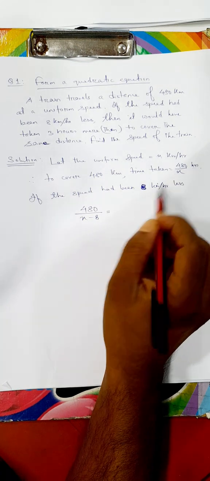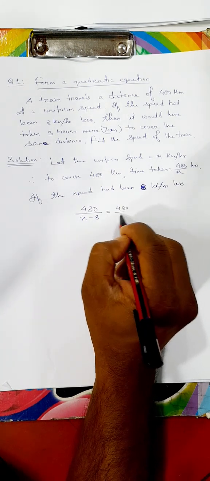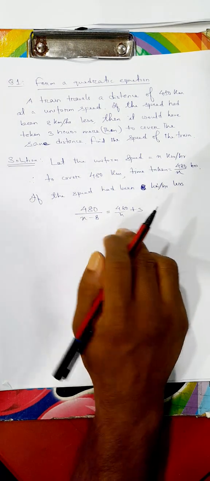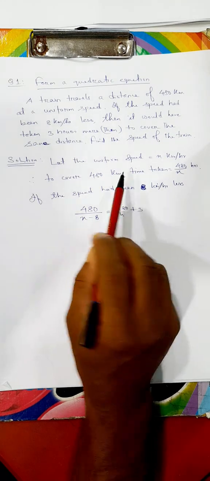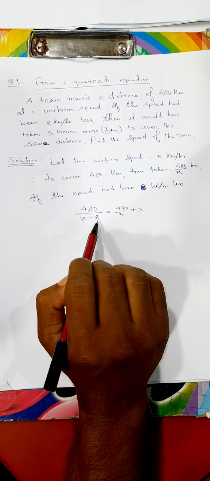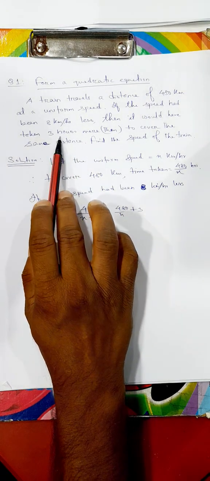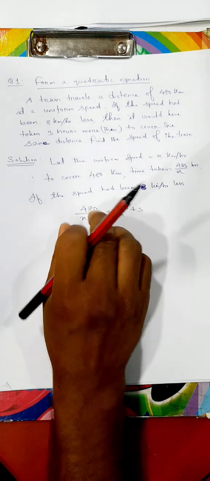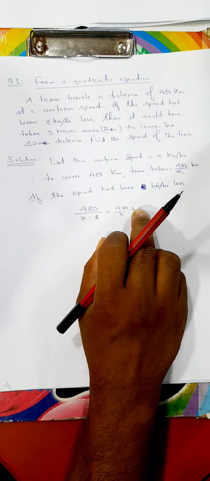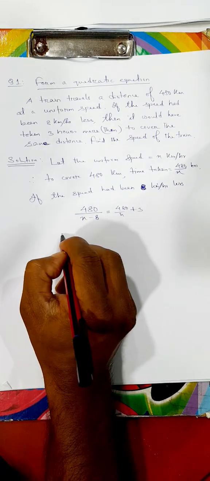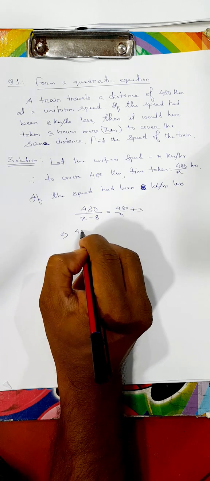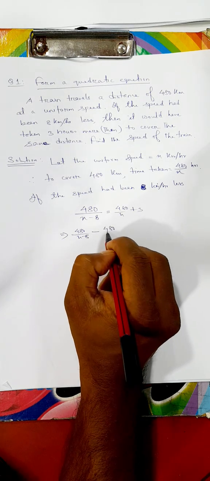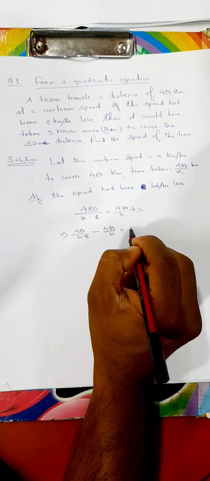So earlier time was 480 divided by x. Now this time will be 3 more than the earlier time. Right? So if the speed had been 8 km less, time taken would have been 3 hours more than the earlier time. So if speed is reduced, new time taken will be 3 hours more than the earlier time. Now let's simplify this. 480 by x minus 8 minus 480 by x equal to 3.